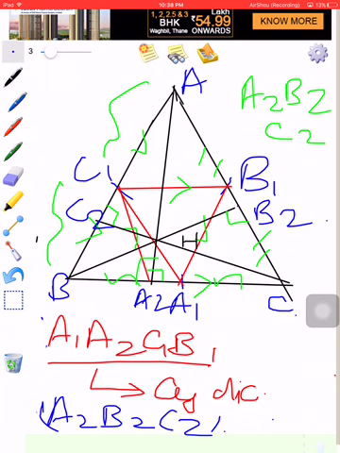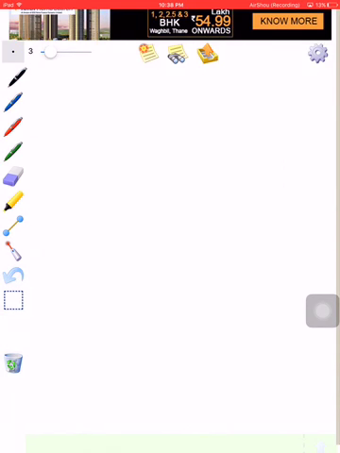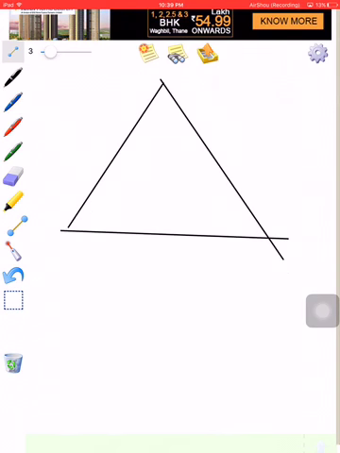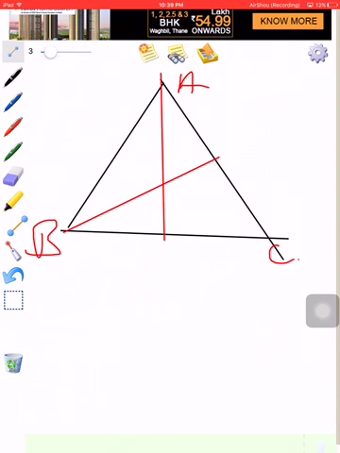Let's move further. Now I'll get you another diagram to show you exactly which is the third point. I'll take a new note for that. There you go. I'll do this quickly. This is a triangle ABC. And what I do is drop perpendiculars from A, from B, and from C.